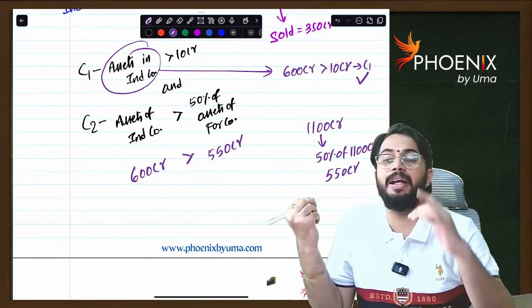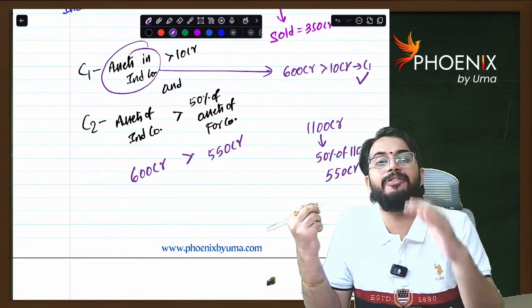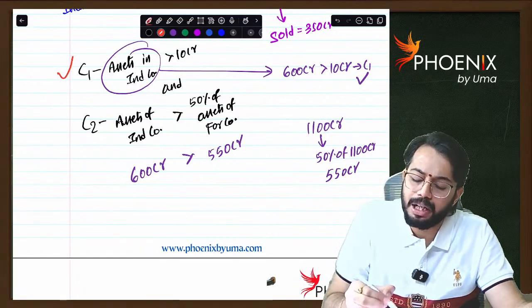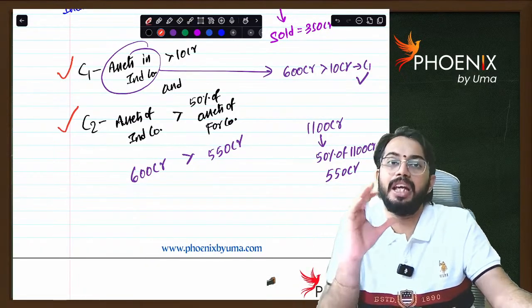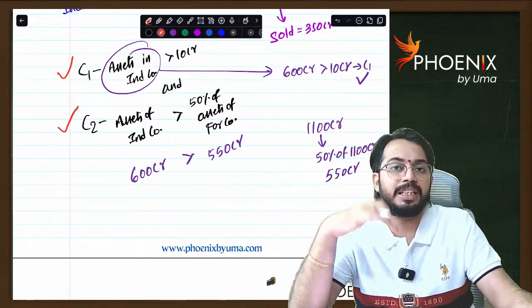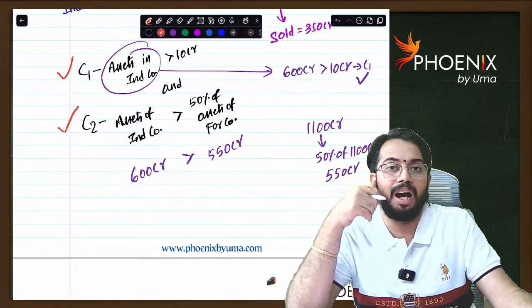Assets in Indian company are greater than 50% of assets of foreign company. In this case, both the conditions are satisfied. As both the conditions are satisfied, even though foreign company shares are transferred, still the transaction is taxable in India and tax is required to be paid in India. Are you able to understand?